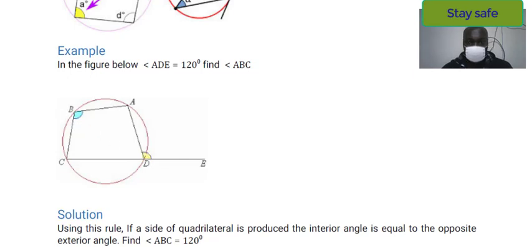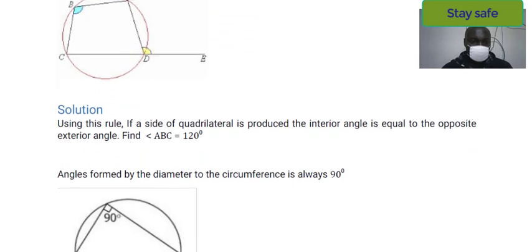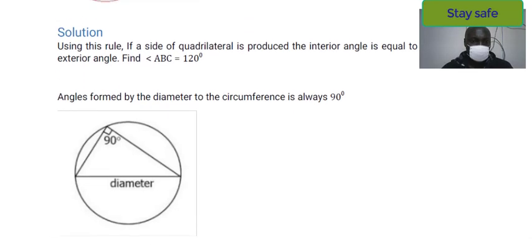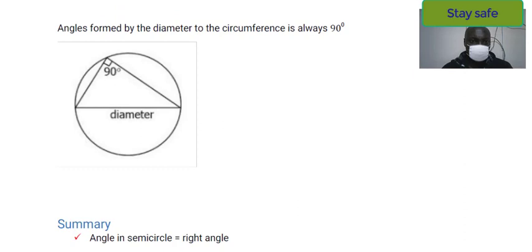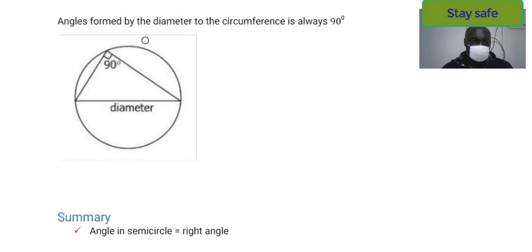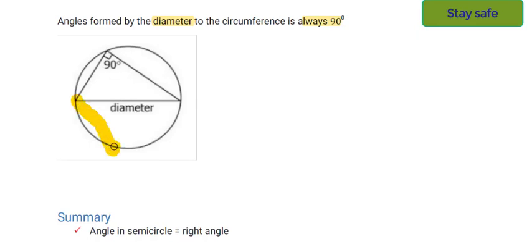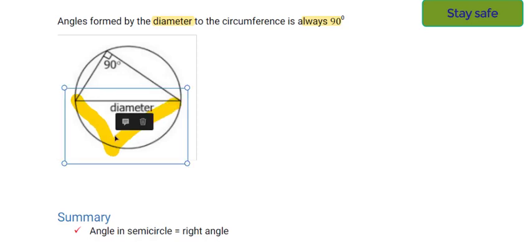Angles formed by the diameter to the circumference are always 90 degrees. This is another property. So if this is the diameter, it subtends an angle of 90 on any part of the circumference. So this one is 90. It can be in any part, it can even be on this part. Even if we draw it on this side like this, this one again will be 90 degrees, and so on. So you may have it drawn in different forms.